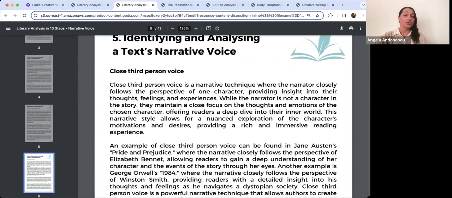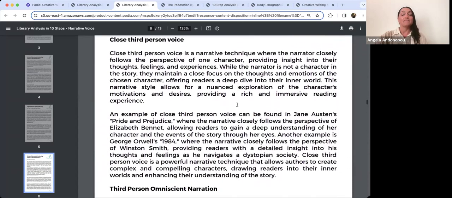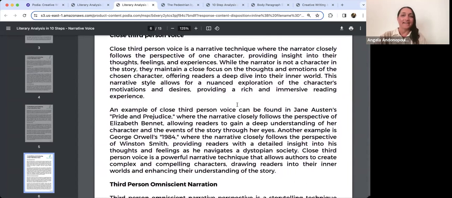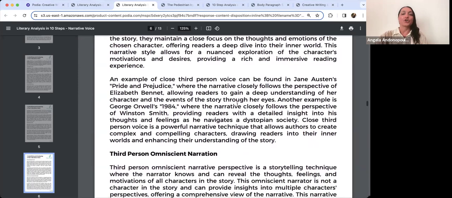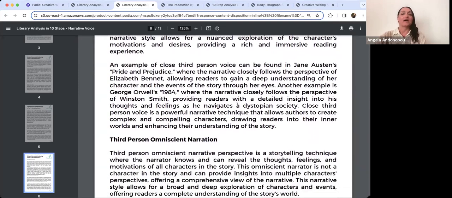So close third person voice, where we get more of an insight into the protagonist's mindset. Close third person usually follows, even though we're getting the he, she, they, it provides us a deeper insight into the thoughts and feelings of usually one character, and we get to know them fairly well. The examples I've given here are Pride and Prejudice, Elizabeth Bennet. The story's told in third person, but we really get to know her character quite intimately.